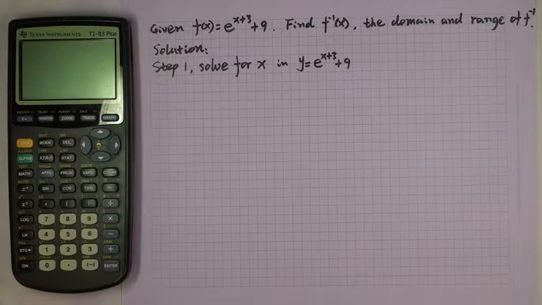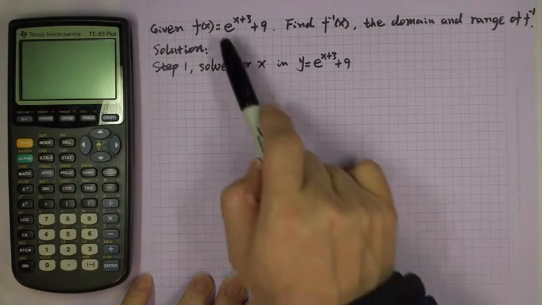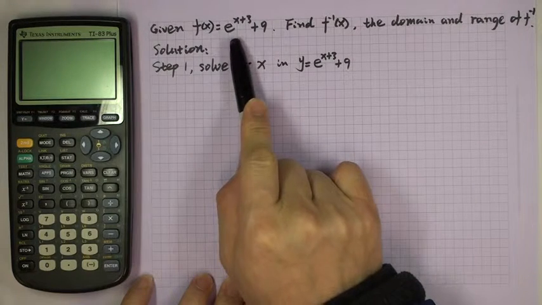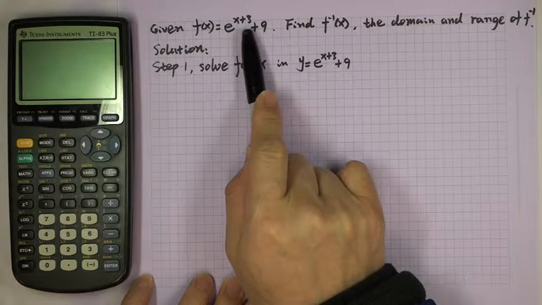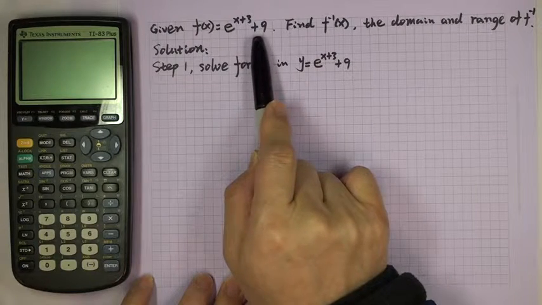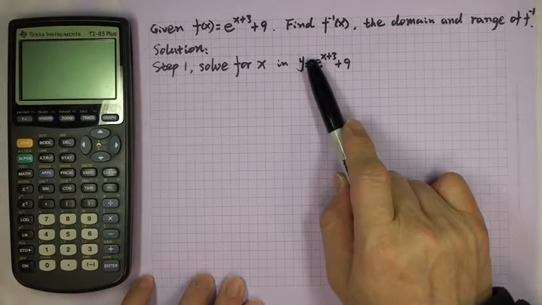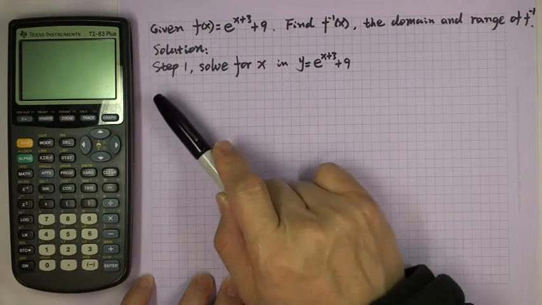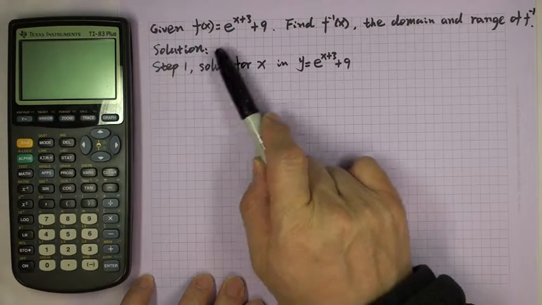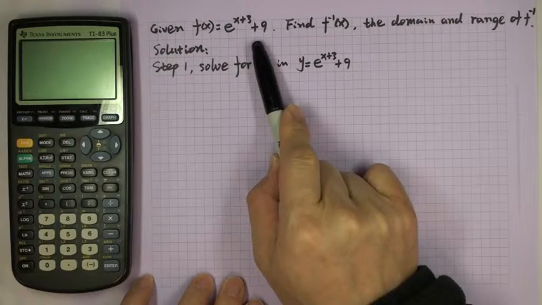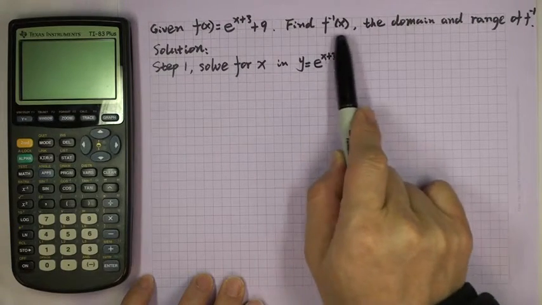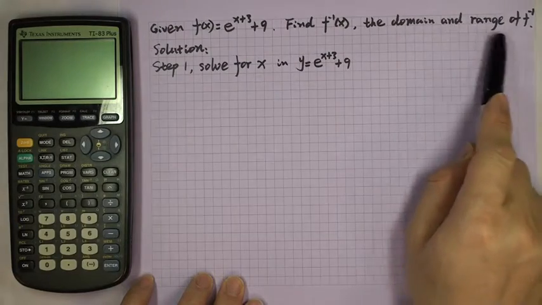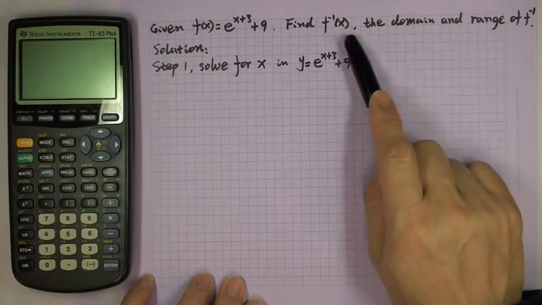In this lecture, we will use this example: f of x equals e to the x plus 3, and then plus 9. Use this exponential function to find the inverse function of this exponential function, and find the domain and the range of this inverse function.